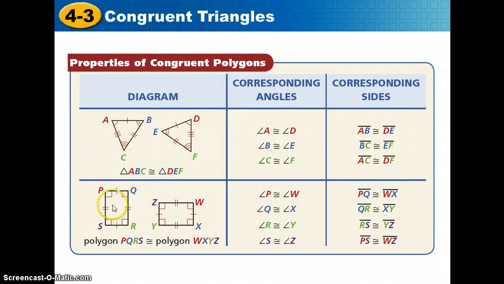The same could apply for quadrilaterals. We have four sides here. We have congruent angles, because these happen to be rectangles, so all of these corresponding right angles would be congruent. And the sides that correspond from one figure to the other would also be congruent. We will mainly be focusing on congruent triangles in this chapter, though.